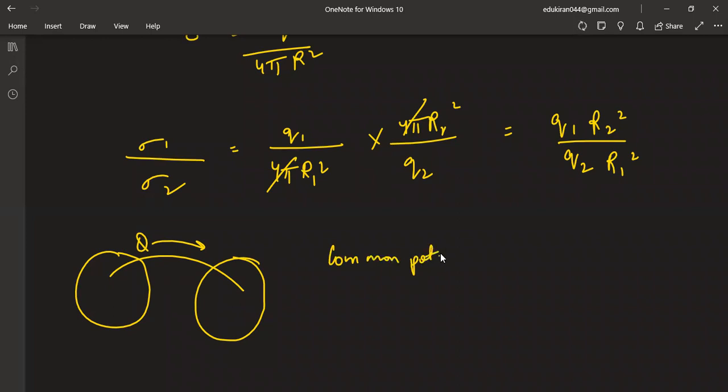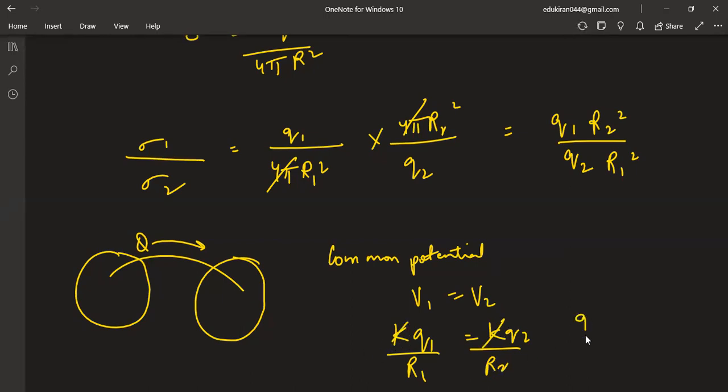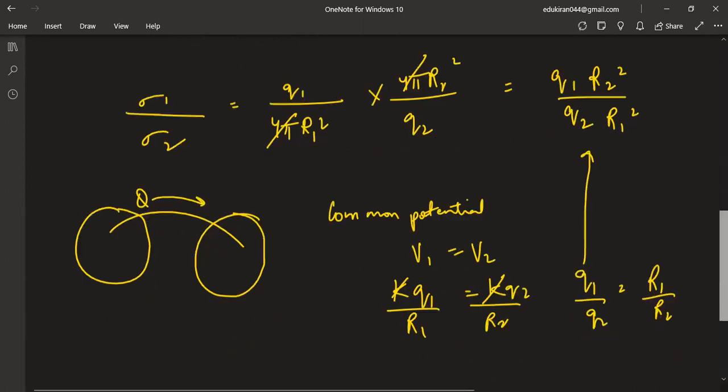That's why I was saying, do not remember its formula by heart so much. Remember that initial charge is equal to final charge, because it's the charges only that travel. So from common potential, you can say initial potential is equal to final potential. Now from the general formula, K Q1 by R1 is equal to K Q2 by R2. Now see, have a look from here. What is Q1 by Q2 from this equation? Isn't it R1 by R2?